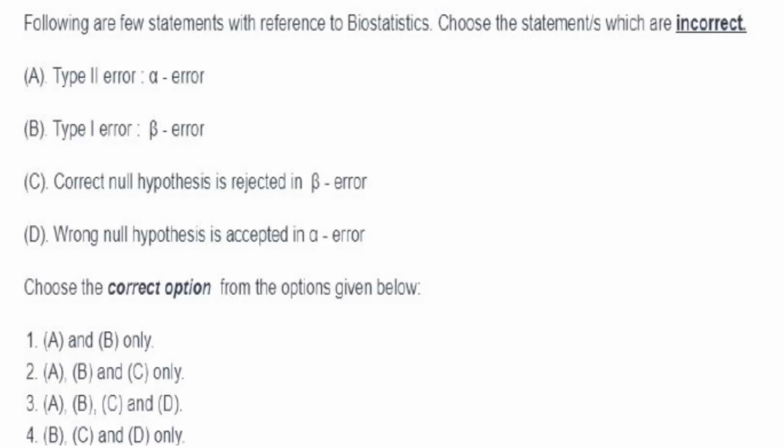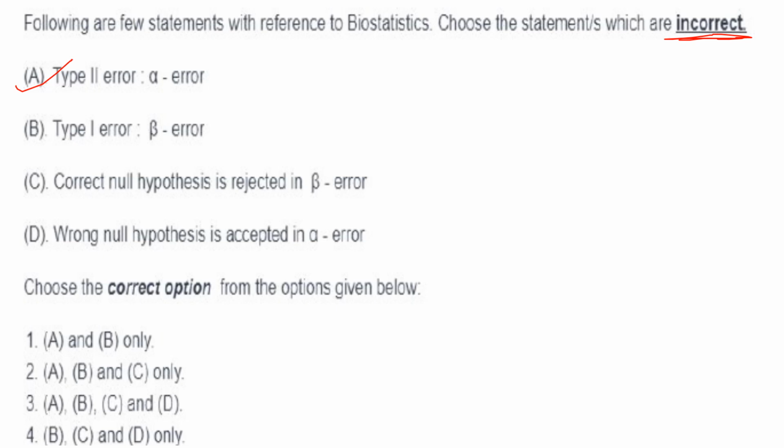Then following are a few statements with reference to biostatistics. Choose the ones which are incorrect. Not the correct one, you have to choose the ones which are incorrect. So type 2 error is alpha error. No, type 2 error is actually beta error. So that statement is not correct. So that is your answer.